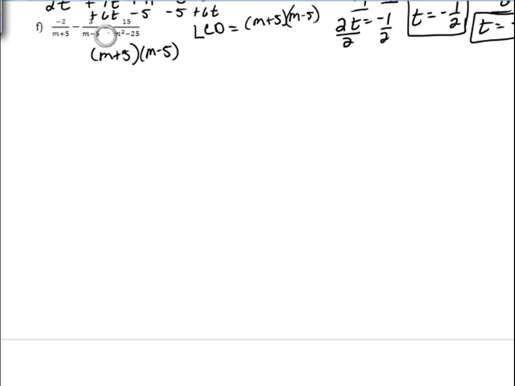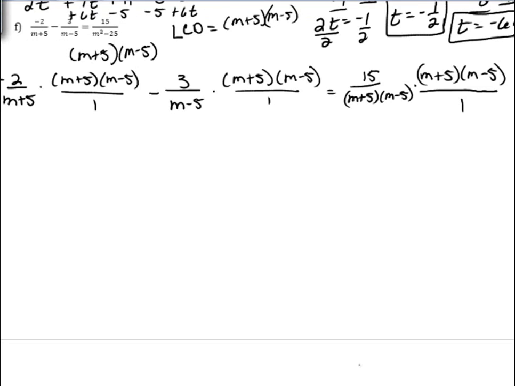So we're going to multiply everything in our equation by our LCD. Okay, so when we multiply this first term by our LCD, m plus 5, m minus 5, the m plus 5's cancel. That will leave us with negative 2 times m minus 5. When we multiply the second term, the m minus 5's cancel, and we'll be left with minus 3 times the m plus 5. When we multiply this last term, both m plus 5 and m minus 5 cancel, and we're left with 15.